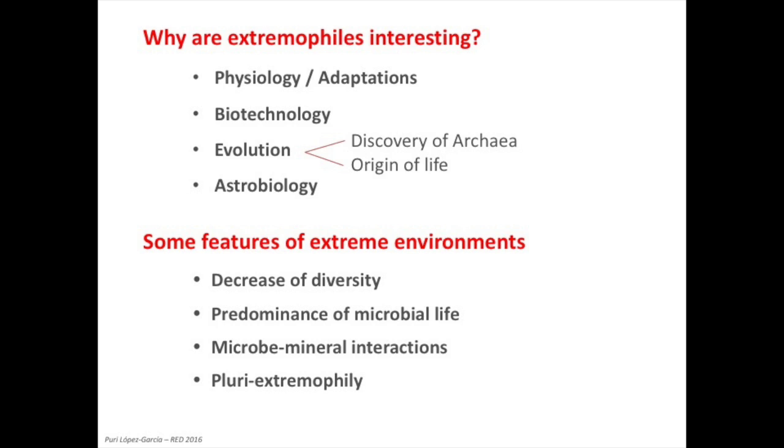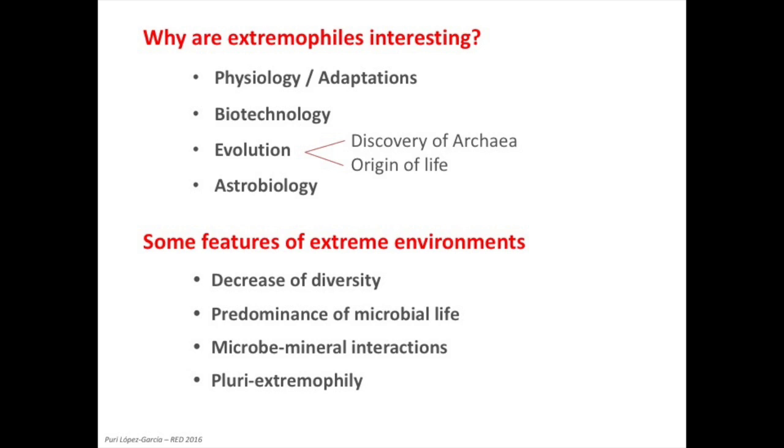Then there is, of course, a predominance of microbial life, even if in some environments you can have also animals and plants. For instance, in very cold environments, you can sometimes find animals that are very well adapted to very cold temperatures. These are environments where microbe-mineral interactions are more evident or more tight, in the sense that the natural environment is mostly mineral. And many of these environments are extreme for more than one parameter. This means that many organisms are facing several extreme parameters at a time.